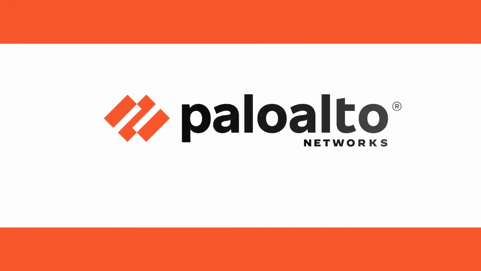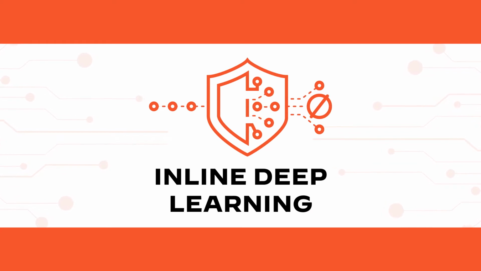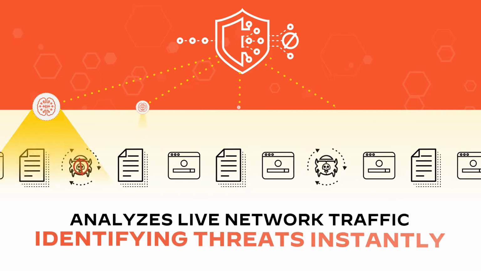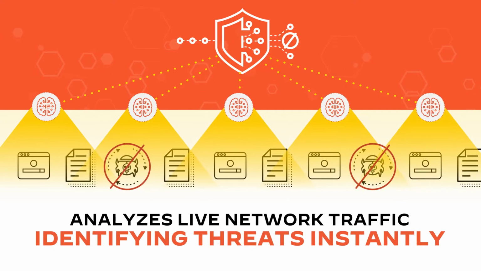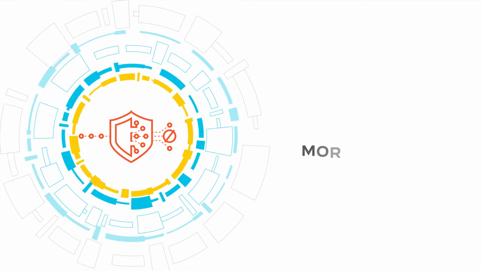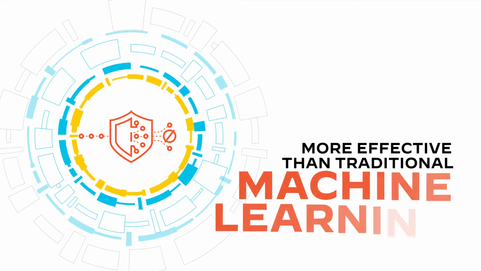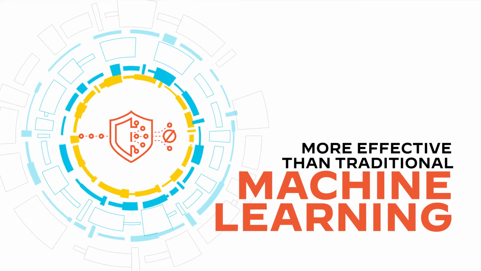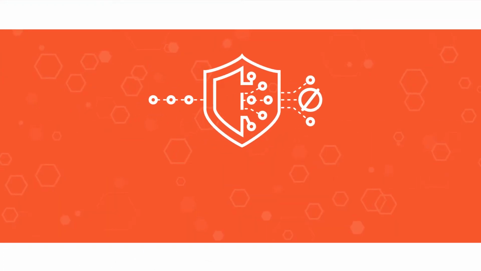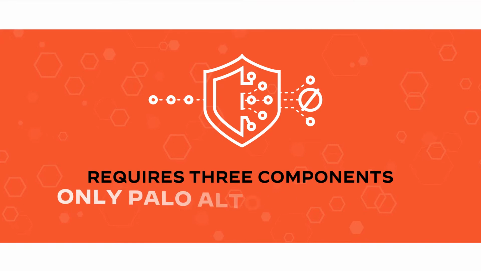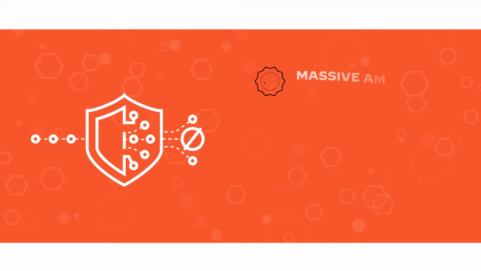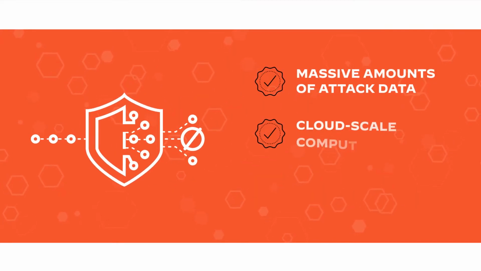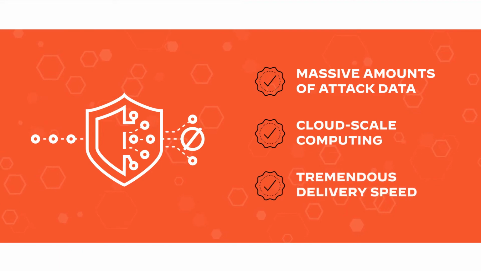At Palo Alto Networks, we use inline deep learning to provide proactive, real-time protection to our customers. Inline deep learning analyzes live network traffic, identifying threats instantly. Using a core technology that is more effective than traditional machine learning at identifying unknown invasive threats with no prior attack knowledge. For inline deep learning to be successful, it requires three components that only Palo Alto Networks can deliver: massive amounts of attack data, cloud scale computing, and tremendous delivery speed.